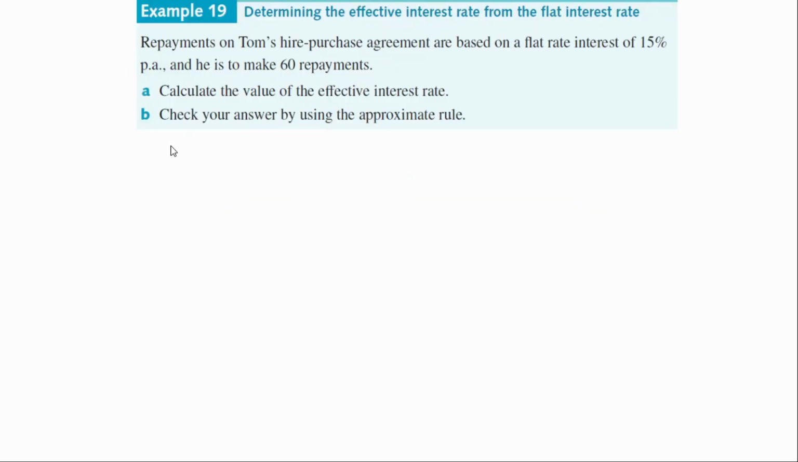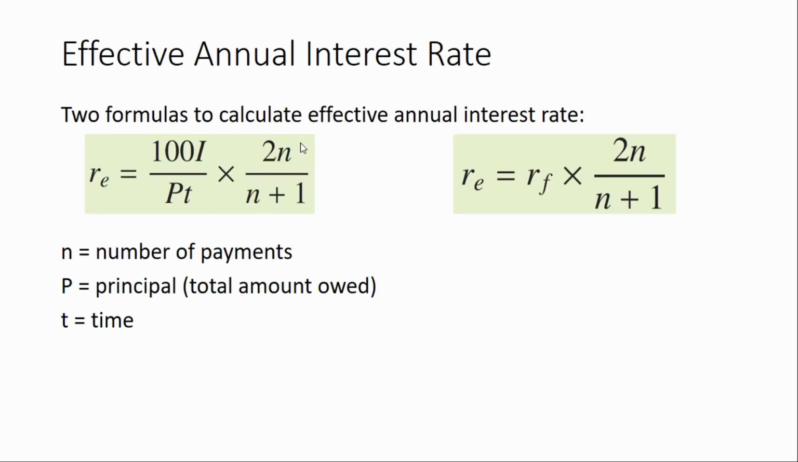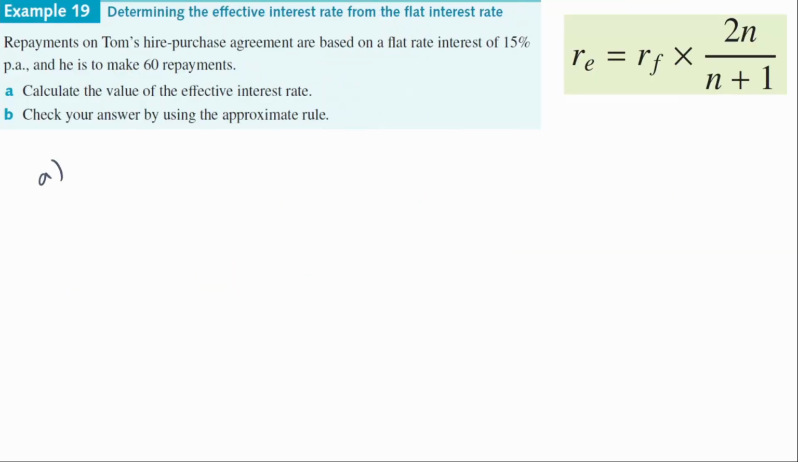So using this problem here, repayments on Tom's hire purchase agreement are based on a flat interest rate of 15% per annum, and he's to make 60 repayments. So we've got our RF value there, which we do need for that formula. So first part of the question, calculating the effective interest rate, is just going to be RE equals RF, which is 15 there, times 2n, n is 60, that's the number of repayments, over 60 plus 1.